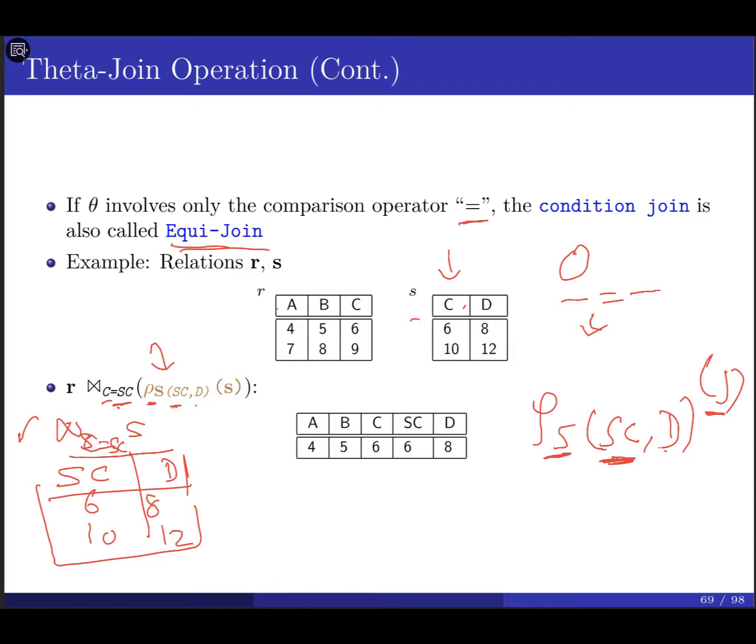That's the condition that we're going to perform in order to have the equi-join. The only thing that we have here is that this tuple is going to equal this one, because the value of C is equal to the value of SC here, which is going to be part of the result.